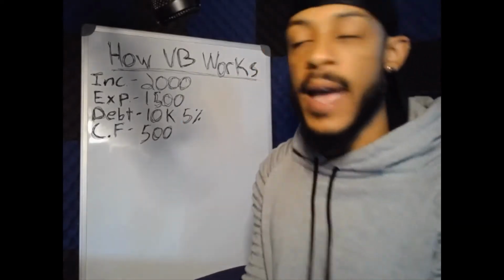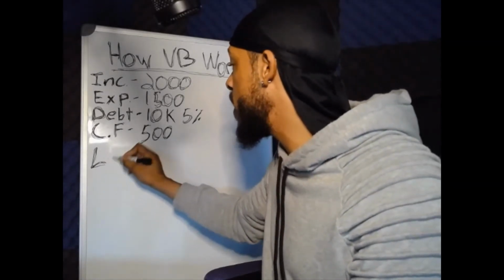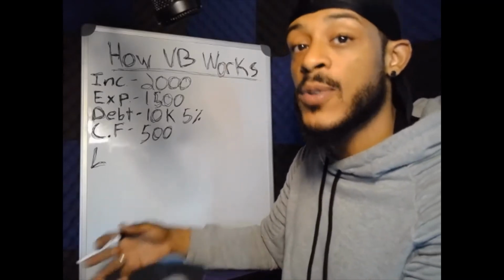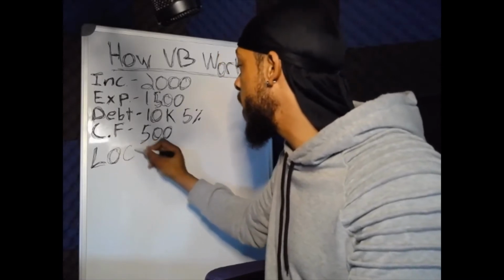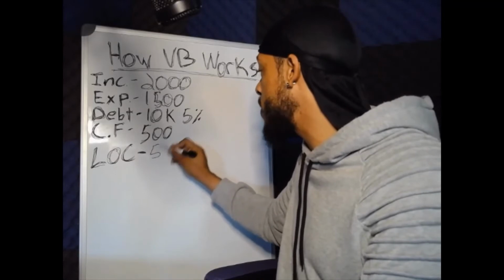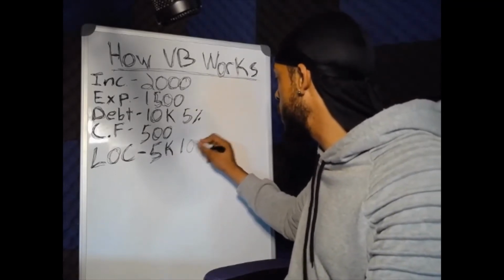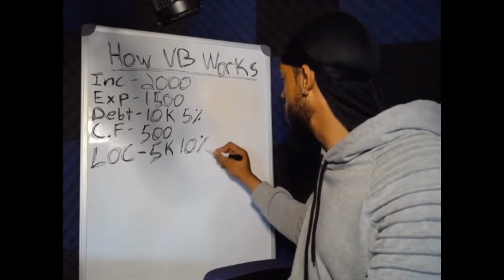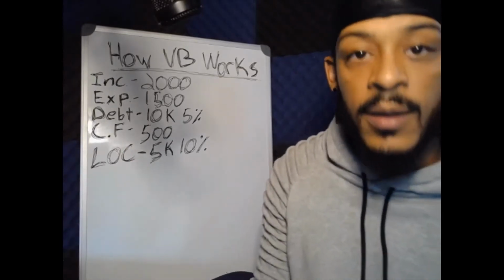Right? Now, let's say our line of credit that we have, because that's what you need in order to do velocity banking, is a debt weapon, debt tool, debt asset. Heard all the names. All right. Let's say our line of credit is for $5,000. Let's say 10%. And I'm only writing like that so you can see it on the board.